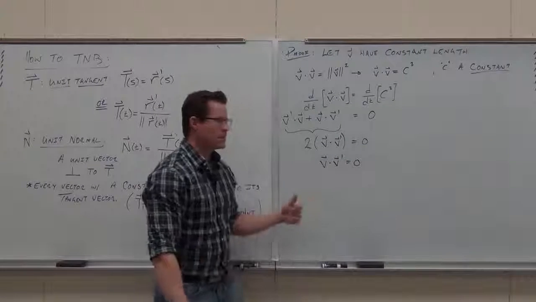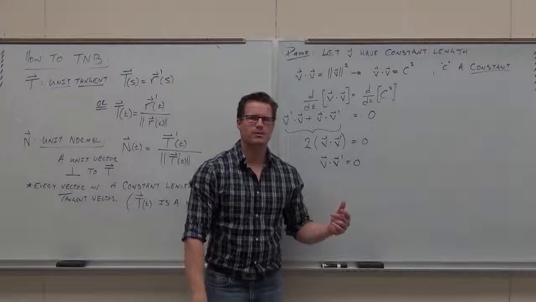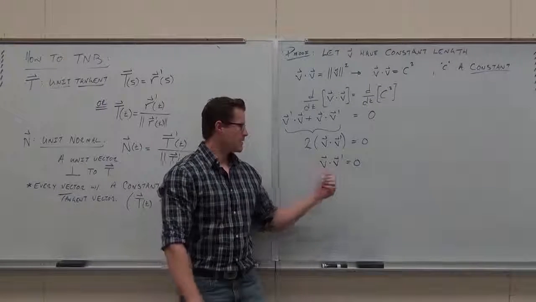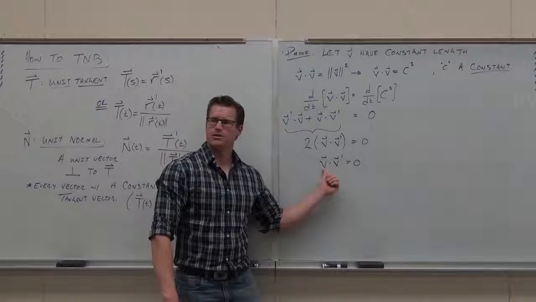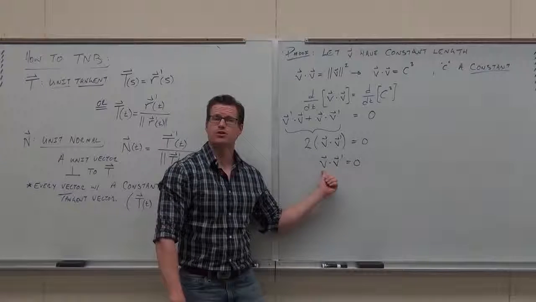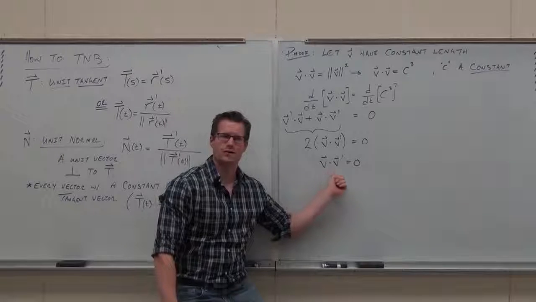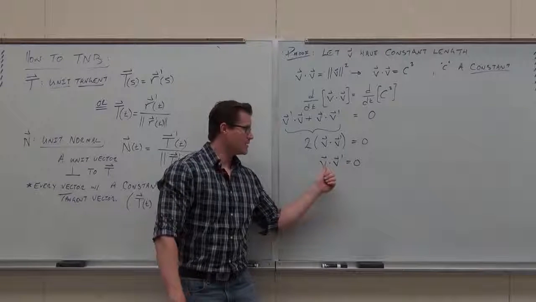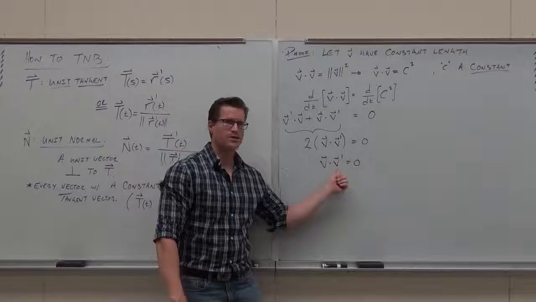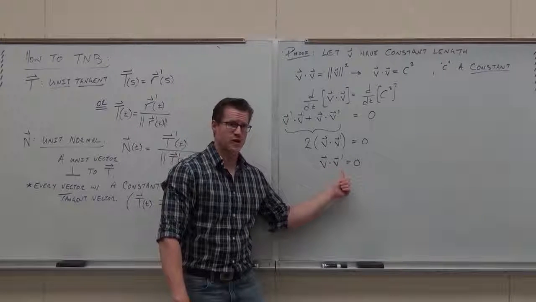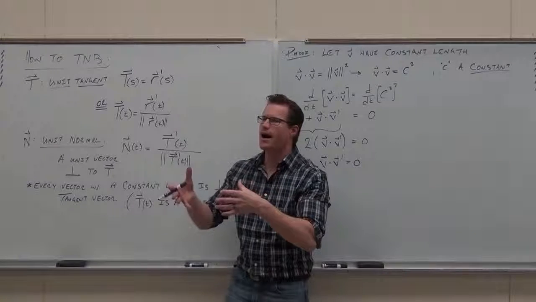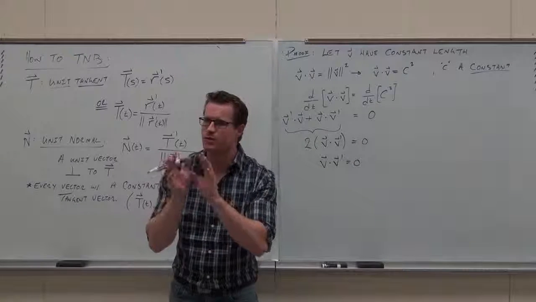So if I divide by 2, here's what we have. Check it out. This is the proof. I've got a vector dotted with its derivative. If this is a vector function, everyone in class right now, what's the derivative of a vector function? What is that? It's a tangent vector. I've got a vector function dotted with its tangent vector function, and the dot product equals 0. What happens every time a dot product of two vectors equals 0?